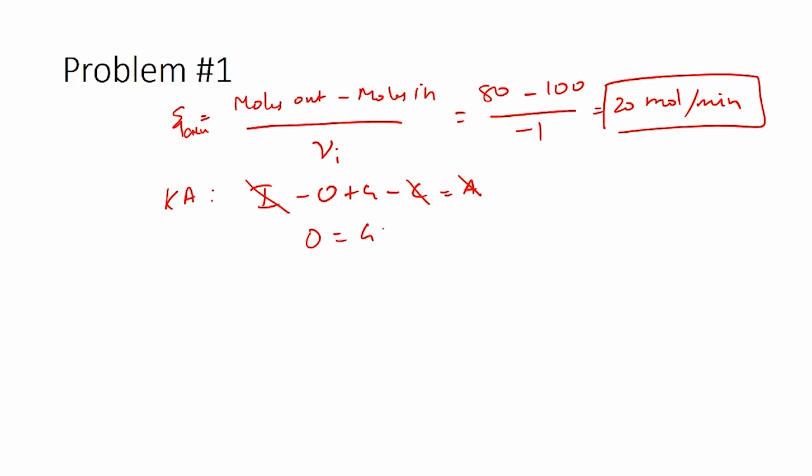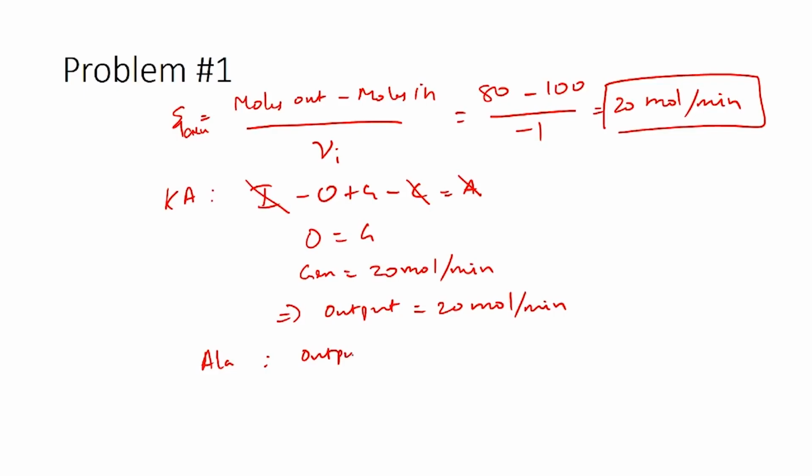So using stoichiometry, for every mole of glutamine consumed, 1 mole of ketoglutamic acid is produced. So this would mean that generation would be equal to 20 moles per minute. So this would also be the output term. So output would be 20 moles per minute. Similarly for alanine, the output would be 20 moles per minute.